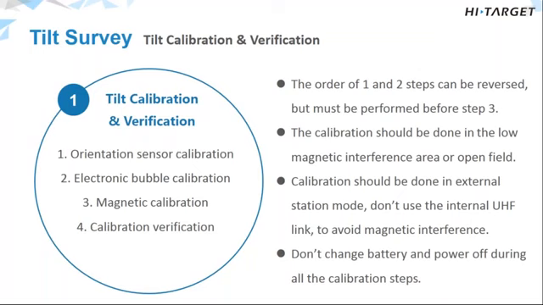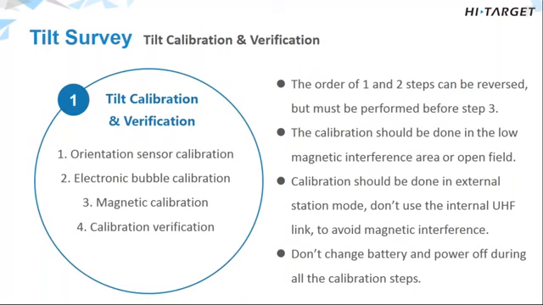And the order of steps 1 and 2 can be reversed. It's the orientation sensor and electronic bubble calibration. These steps can be reversed, but they must be performed before step 3. So you need to do the orientation sensor calibration and the electronic bubble calibration. Then is the magnetic calibration.